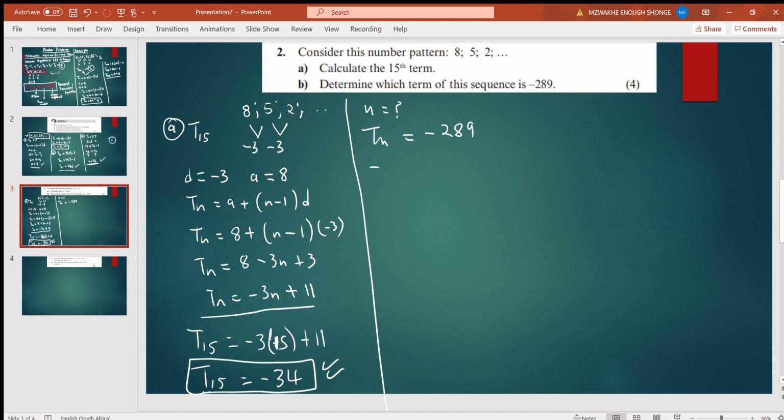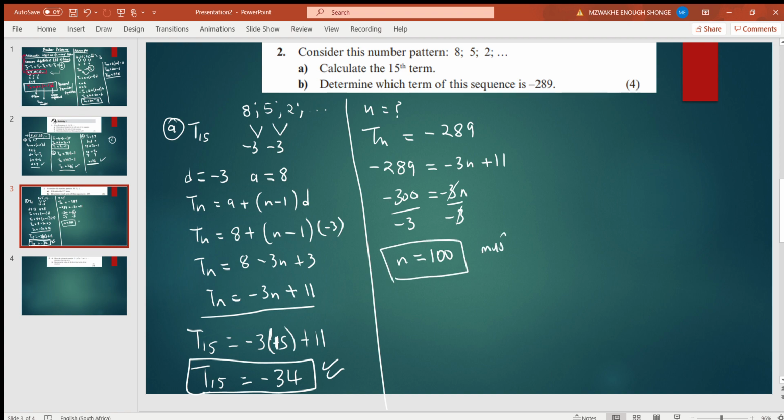So you say negative 289 equals negative 3n plus 11. You're going to use that formula. So you say negative 289 minus 11. You're taking 11 to the other side, which will be negative 300, which is equal to negative 3n, divided by negative 3, divided by negative 3. Then our n is 100. Our n must always be positive. So the answer is 100.